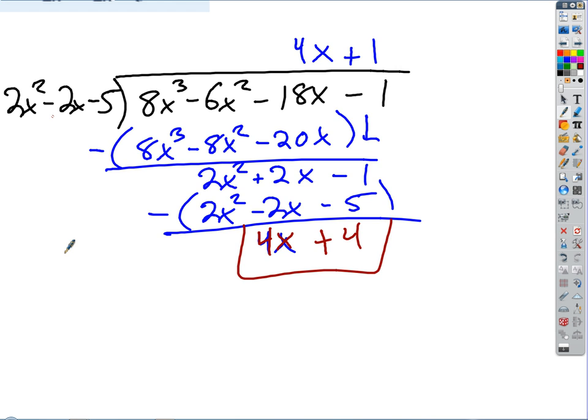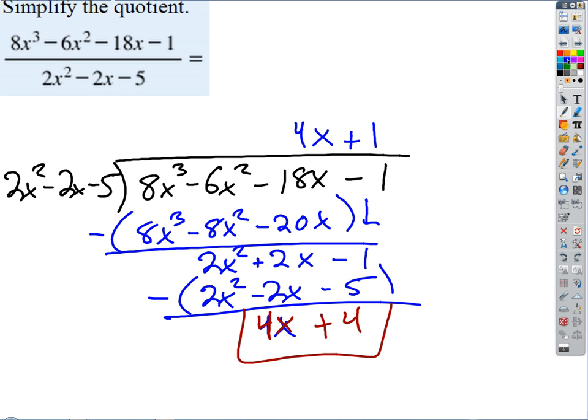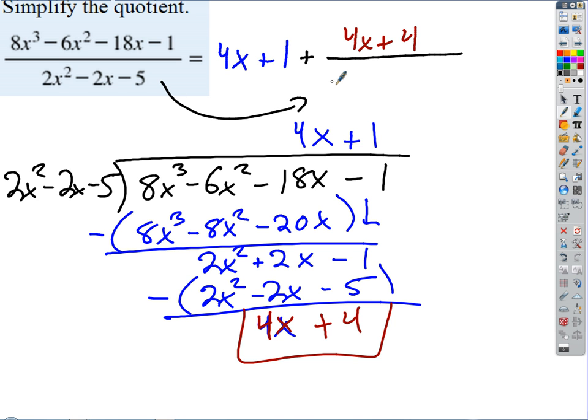So that's my remainder, and what's my answer look like? 4x plus 1. So here's my polynomial part, 4x plus 1, plus 4x plus 4, over my denominator.